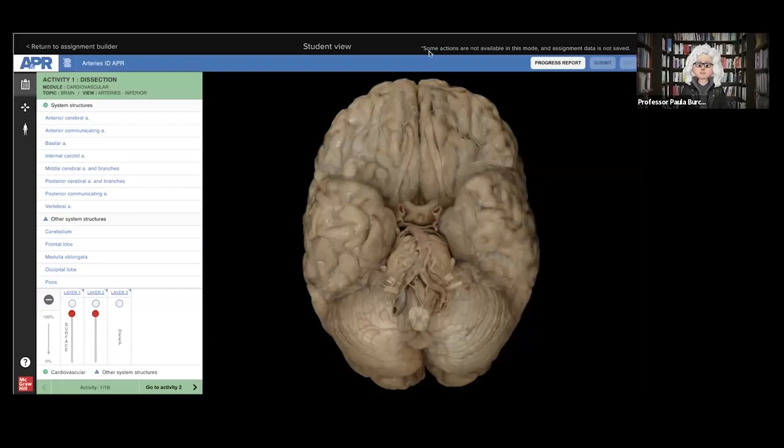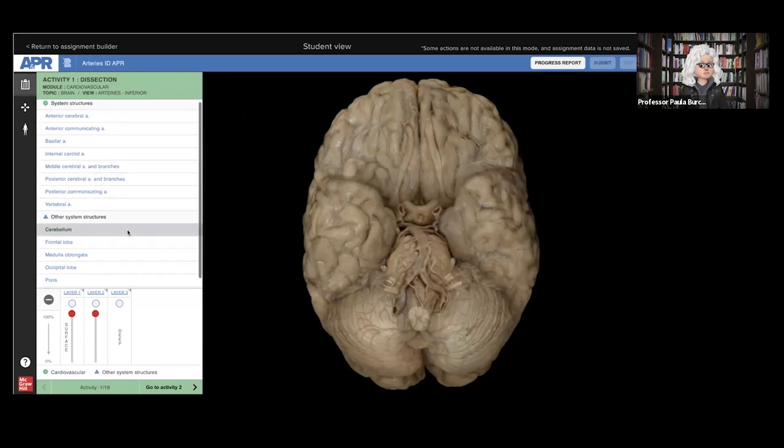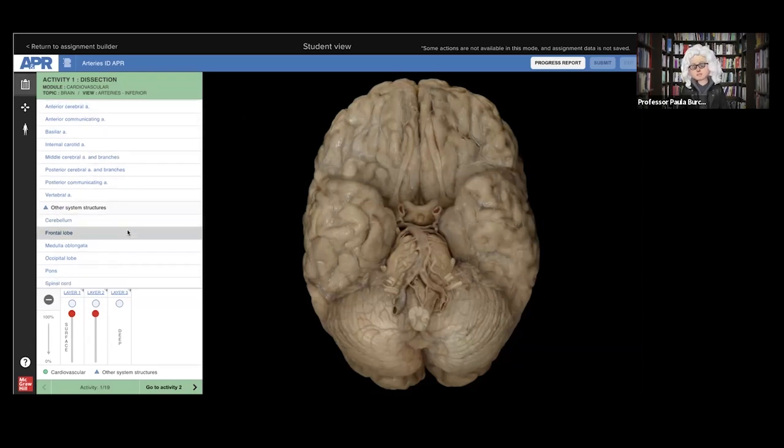This is looking at the brain. We are looking at it from an inferior view. What I want to do first is just review a little bit of anatomy here. This is stuff that you learned in AP1. I'm not going to be asking you to identify anything but the arteries in this quiz, but I think it's helpful to get your orientation.